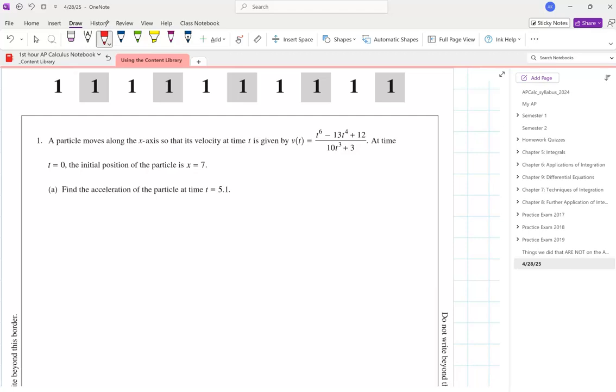So here you're told a particle is moving along the x-axis, so its velocity is given by the function v of t equals some terrible looking thing. At time t equals 0, the initial position of the particle is x equals 7. Find the acceleration of the particle at time t equals 5.